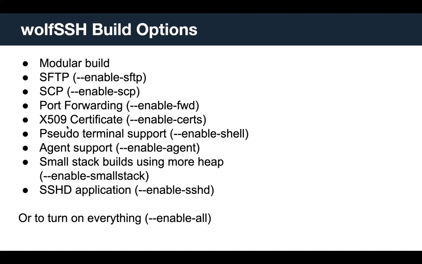Some of the build options that are available are listed here. It's very modular as far as how it can be built. We have the enable SFTP and SCP. There's also the port forwarding, which is enable FWD. All of these options can also be seen if you run ./configure -h for the help menu. It'll show off all of the enable options available, along with short descriptions of those enable options.